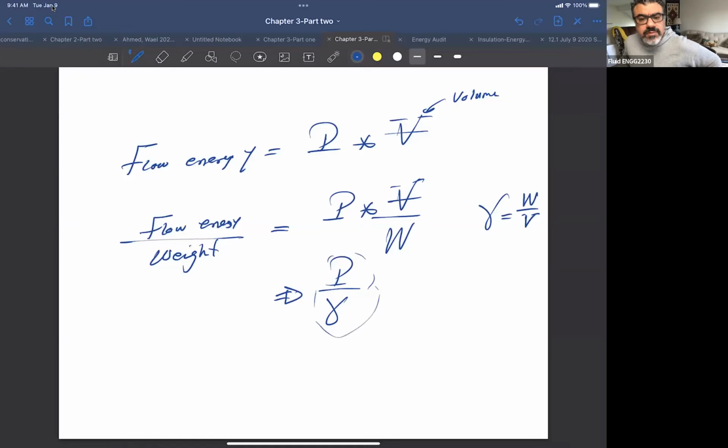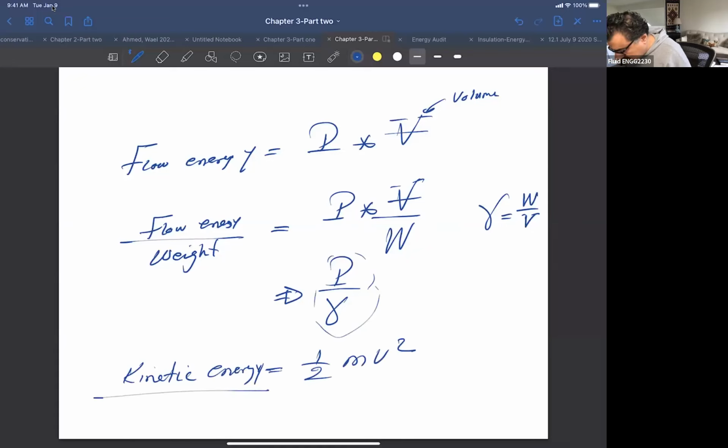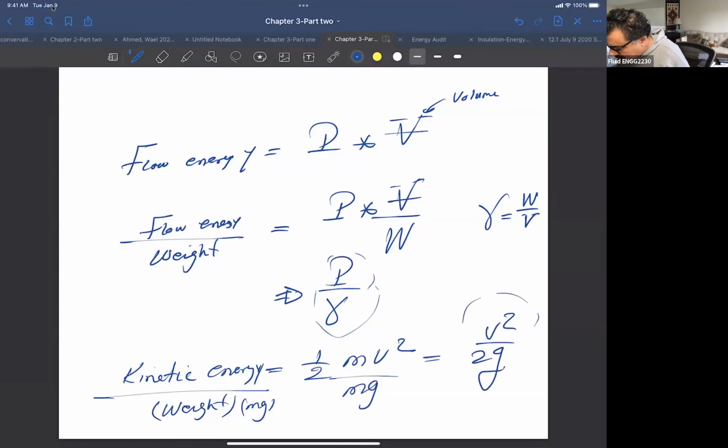And of course, you can do the same thing for kinetic energy. Kinetic energy is half m v squared, right? If you divide the kinetic energy by the weight, which, if you remember, is mg, it will be v squared over 2g. So again, the term v squared over 2g is basically the kinetic energy per unit weight.